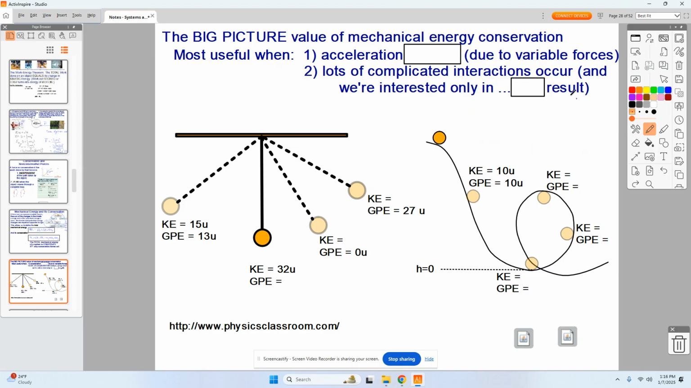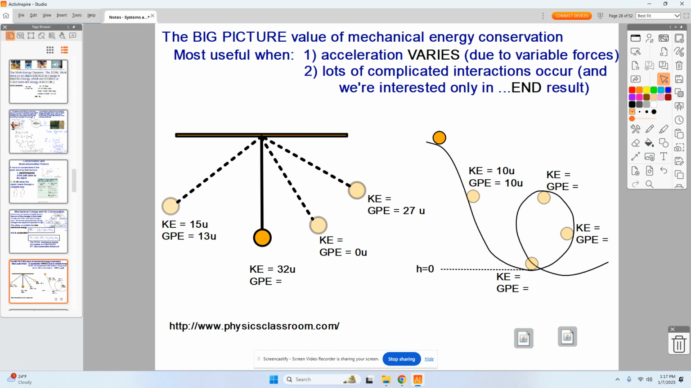Okay. So the big picture value is that if acceleration varies, if I have a non-constant force, could be due to gravity that's changing, or the slope of that roller coaster is constantly changing, if it's only gravity that's acting, I don't care which way that object moves. The gravitational force is the only conservative force doing work. That will allow us to be able to solve very complex problems. There could be lots of complex interactions occurring, but we're only interested in the final result. I just care about what goes on at the end. I don't care about all the details in between. I just want to know at the end.